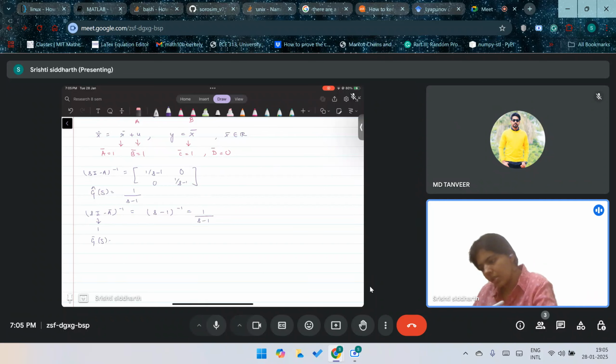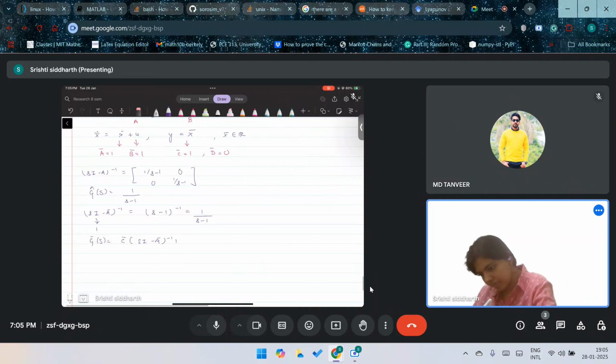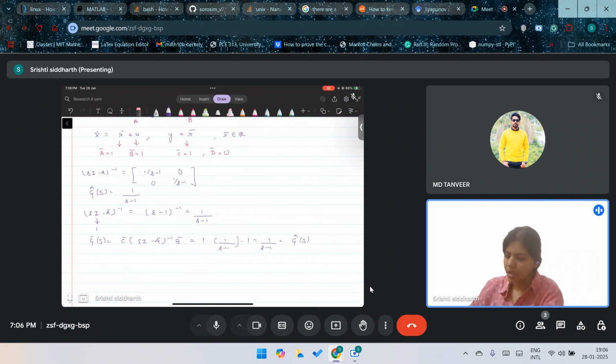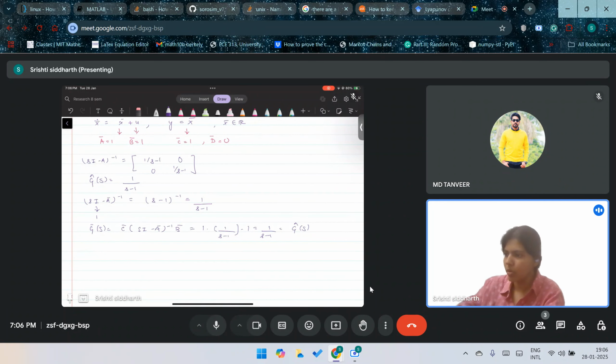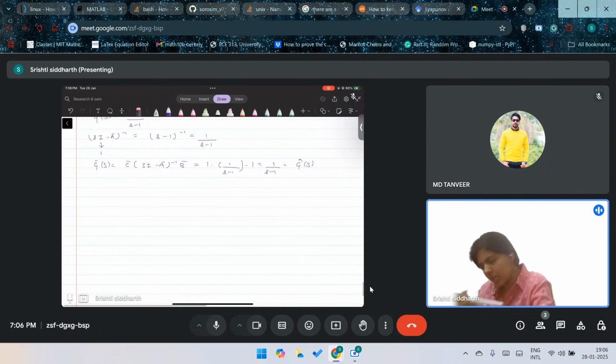And G bar of s is C bar times (sI minus A bar) inverse. All of these are 1, so 1 times 1 over s minus 1. This implies that the two systems are zero state equivalent, since their transfer functions are the same.